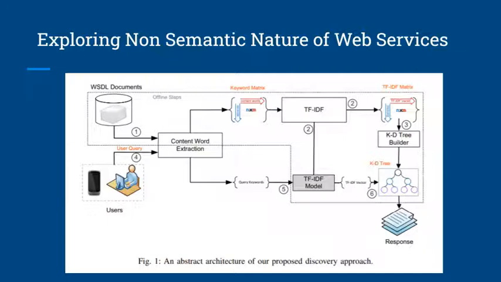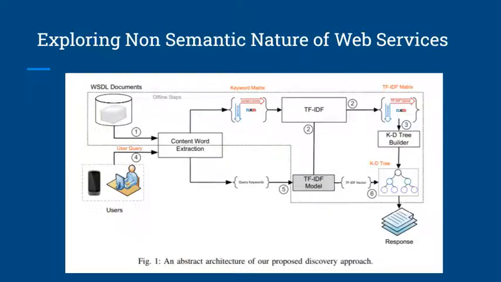So a list of whole documents is present, which goes into the word extraction. The content word extraction is doing the pre-processing of the files. It will pre-process and remove the stop words and do the stemming on the words.